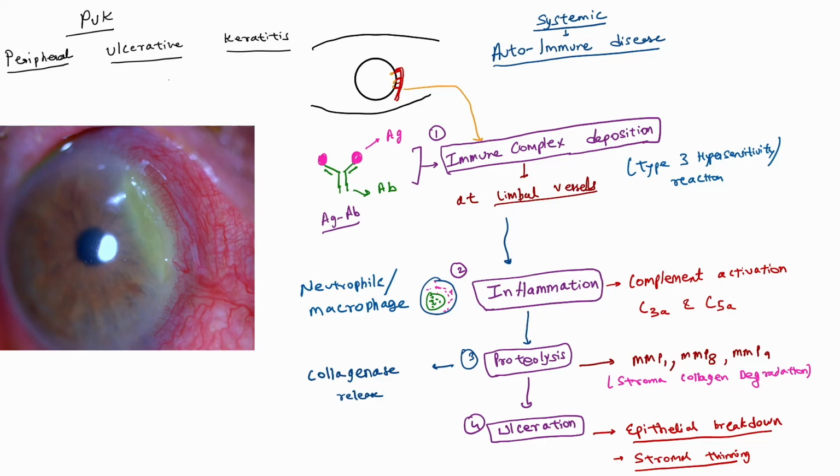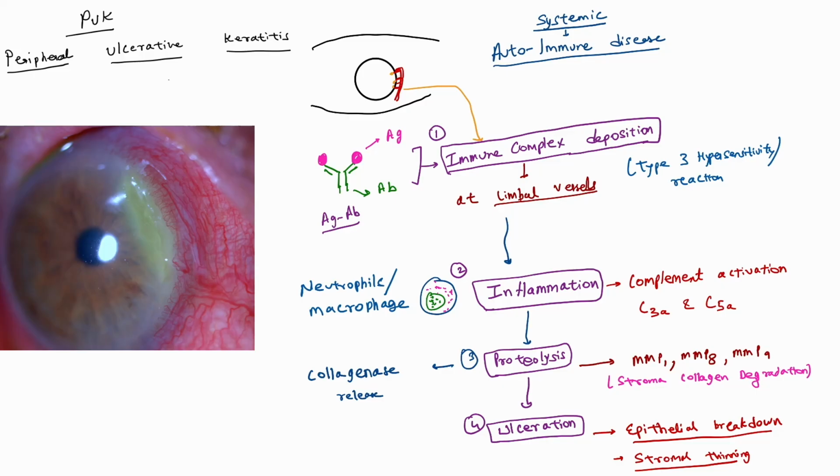The next step is, once the immune complex is deposited, the complement system gets activated, especially C3a and C5a. These are released and trigger further inflammation. Neutrophils and macrophages come there and start releasing proteolytic enzymes. These are matrix metalloproteinases, MMP1, MMP8 and MMP9. These are the main MMPs which destroy and degrade the corneal stromal collagen.